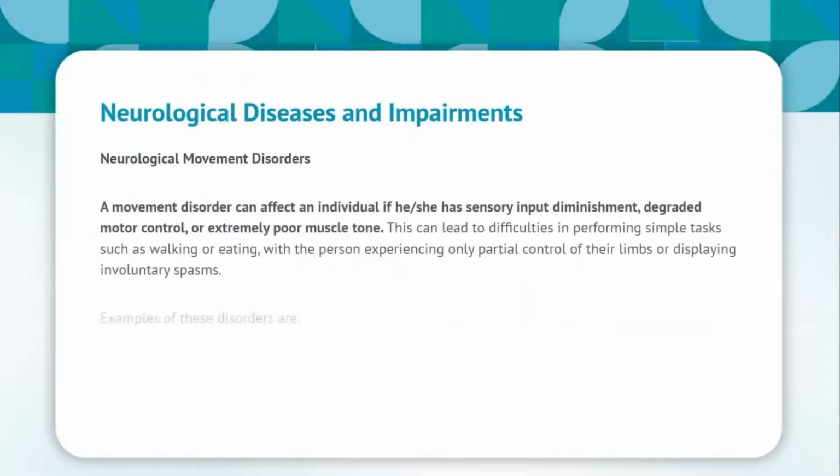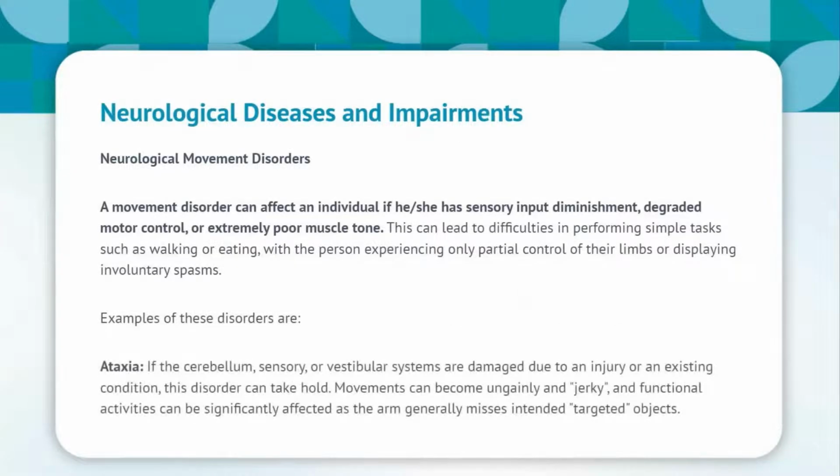Neurological movement disorders. A movement disorder can affect an individual if he or she has sensory input diminishment, degraded motor control, or extremely poor muscle tone. This can lead to difficulties in performing simple tasks such as walking or eating, with the person experiencing only partial control of their limbs or displaying involuntary spasms.